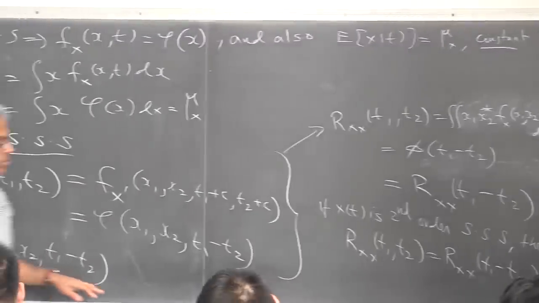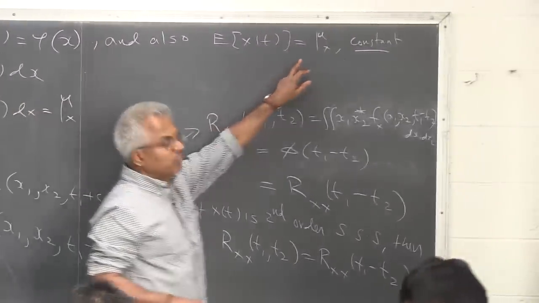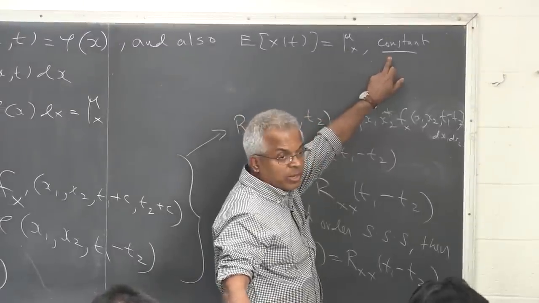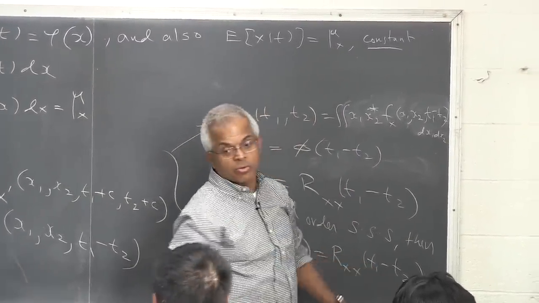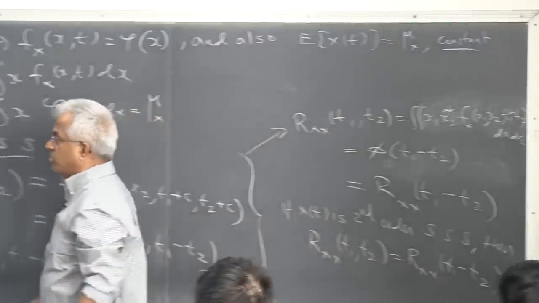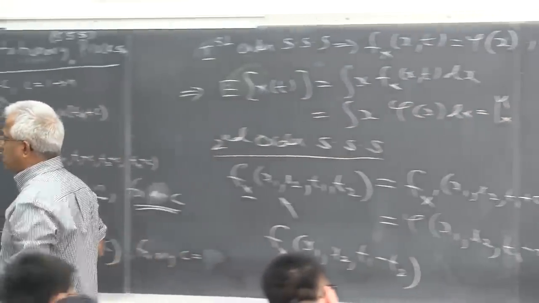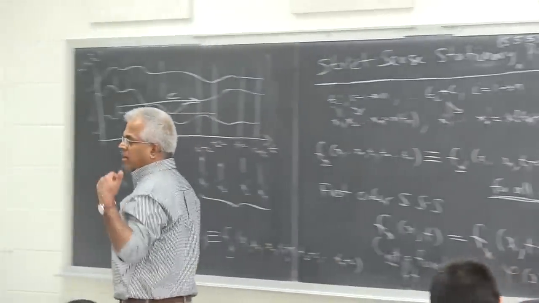What are the two consequences? One is, from the first order strict sense stationarity, you get the mean to be constant. From the second order strict sense stationarity, you get the autocorrelation to be a function of t1 minus t2.